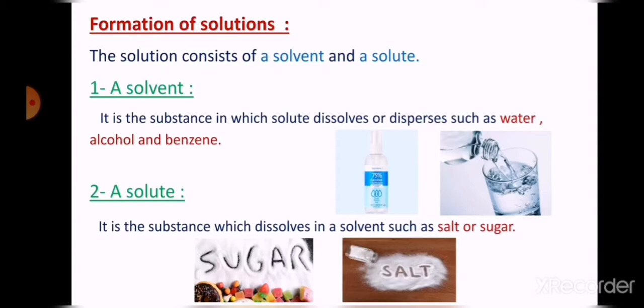It's the substance in which the solute dissolves, like water, alcohol, and benzene. But the solute is the solid substance. It's the substance which dissolves in the solvent, like sugar or salt. Sugar or salt are solid substances that dissolve in the solvent, so they are called solute.